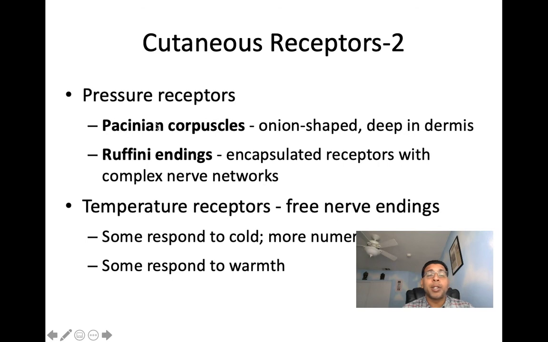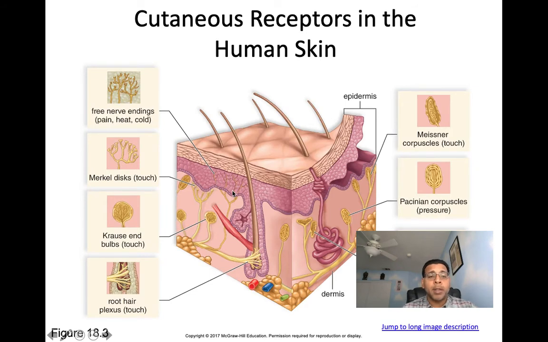Then we have our pressure receptors. Our pressure receptors include our Pacinian corpuscles and our Ruffini endings. Our Pacinian corpuscles are going to be onion-shaped receptors, and they're found deep in the dermis. Our Ruffini endings are encapsulated receptors with complex nerve networks. And then last, we've got our temperature receptors, which are free nerve endings. Some respond to cold, more numerous in quantity as well, we can see. Some respond to warmth. So here we can appreciate images of each of these receptors.